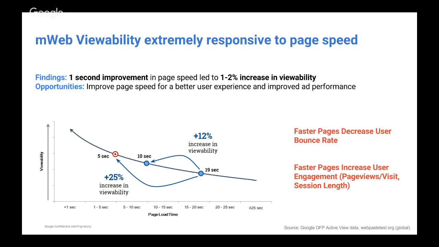Exactly. And if you look at the chart, on the horizontal axis you see the page load time, and on the vertical one, the viewability. What's really interesting is that imagine your site loaded in 19 seconds. Look at that 19 seconds there. If I manage to trim down that load time to 10 seconds, then our study and research shows that on average, you can increase your ads viewability by 12%. Then, if I want to trim down the 10-second load time to 5 seconds, I can have an additional 25% increase in viewability.